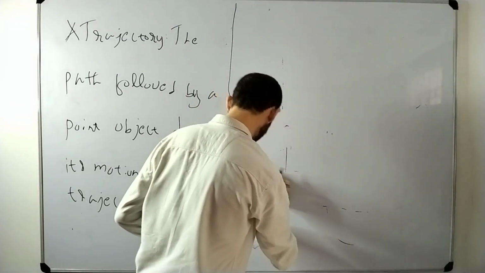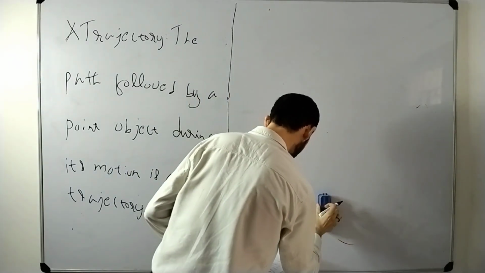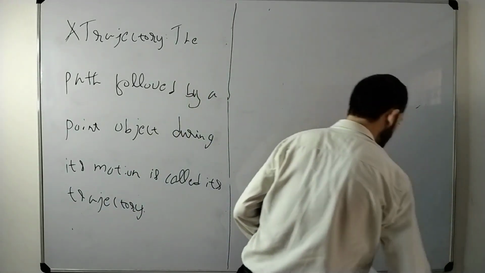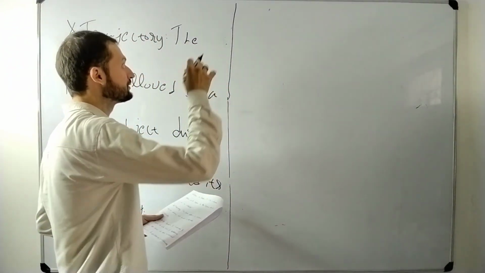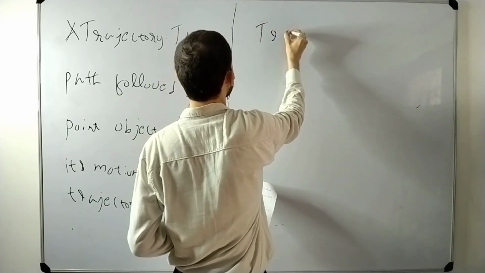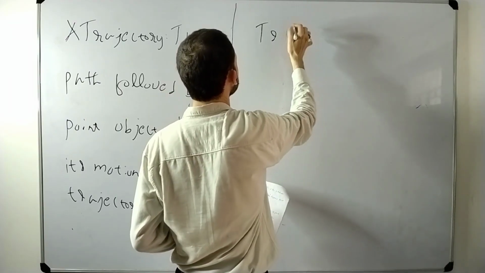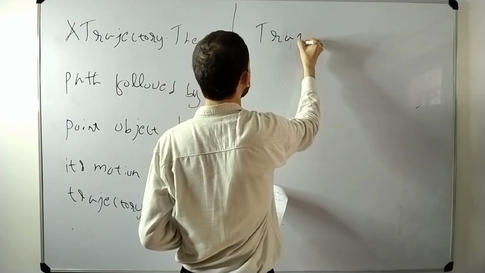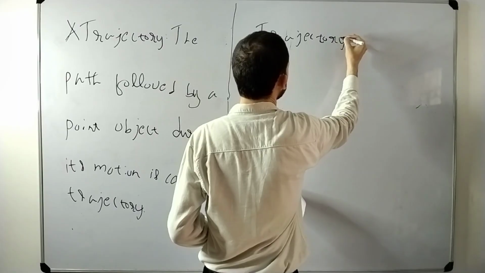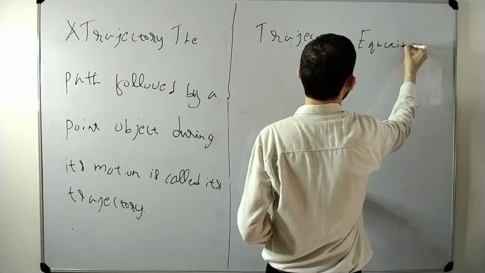So the next thing, trajectory equation. What is trajectory equation? People say that this is trajectory equation and everything in physics. So let's see trajectory equation.